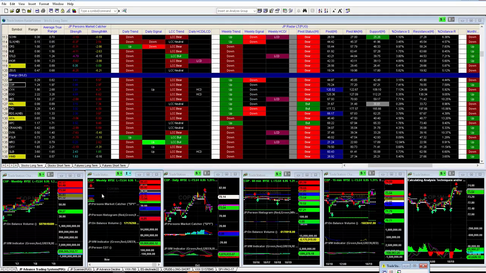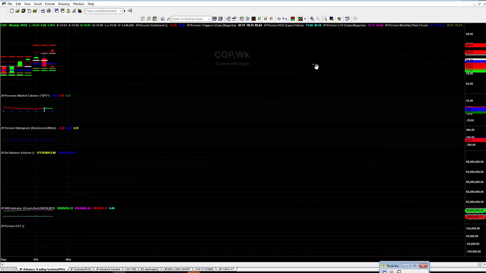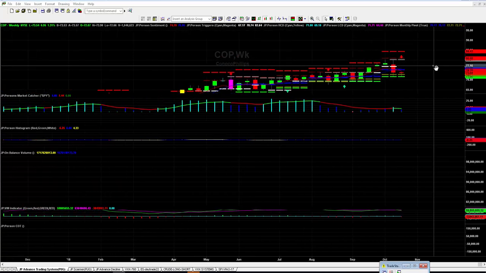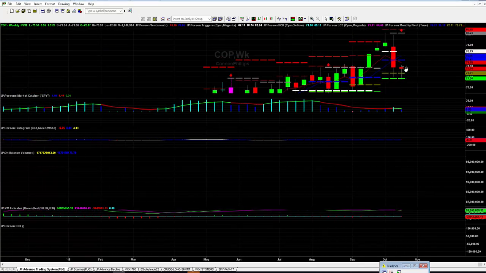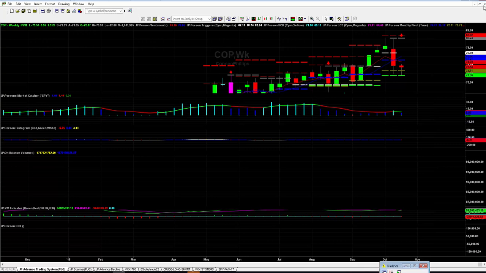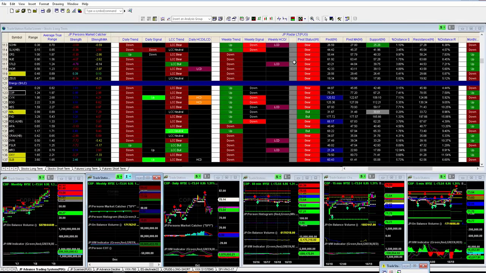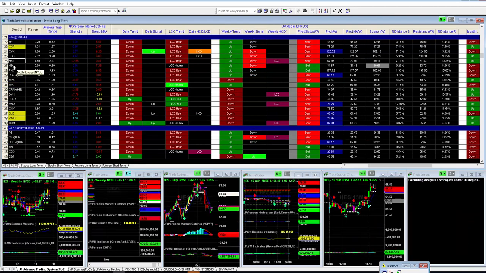ConocoPhillips, COP. Guess what? Here's your arrow. There it is. So you can clearly see ConocoPhillips is at the threshold of generating that sell signal, with the market catcher or relative strength weakening. I mean, that's amazing, right? The stock market's down and this thing's weaker than the stock market. Wow. So anything that was positive is now rolling over to being negative.